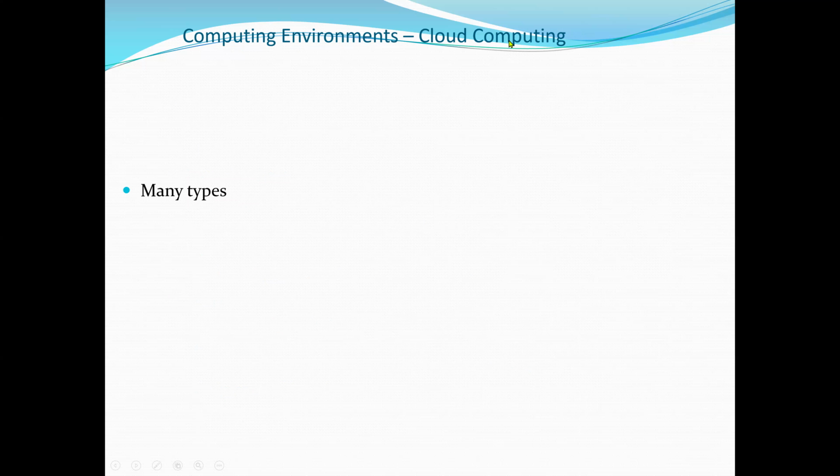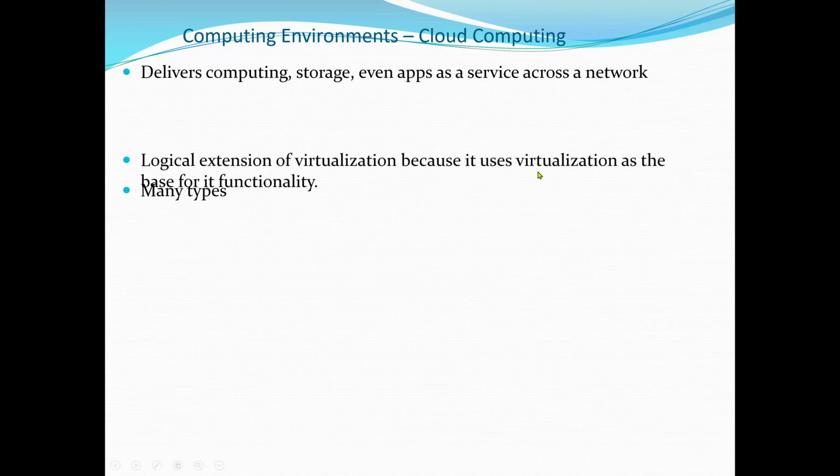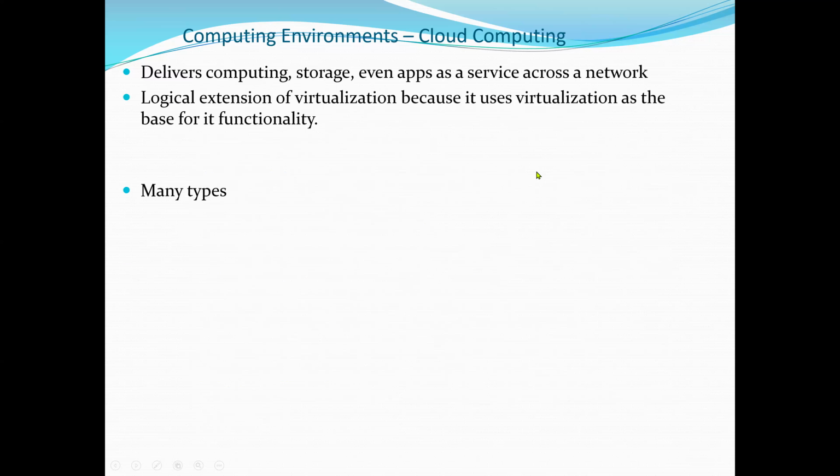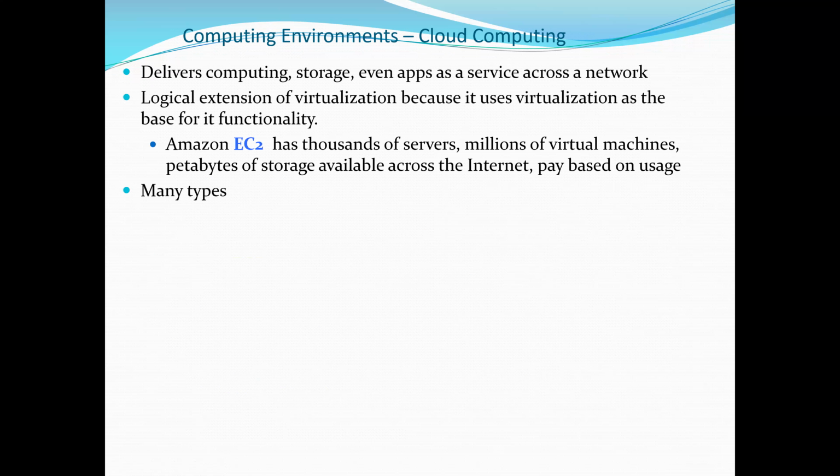Last, we have cloud computing, which delivers computing, storage, even apps as a service across a network. It is normally a logical extension of virtualization because it uses virtualization as a base for its functionality. An example would be Amazon EC2. Amazon EC2 has thousands of servers, millions of virtual machines, and petabytes of storage available across the internet, but it's pay based on usage.